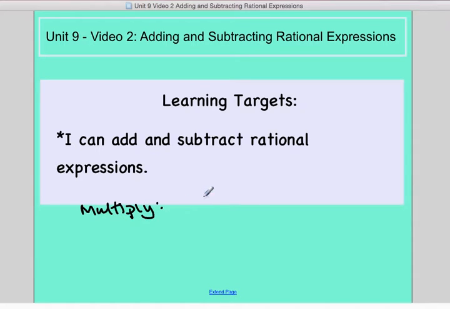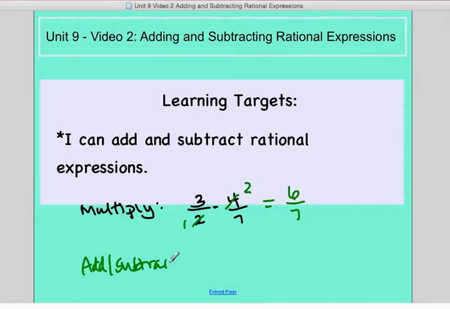if you have two fractions, like let's say 3 over 2 times 4 over 7, you multiply across. In this case, can I cancel anything? Well, they're both divisible by 2. So then I would have 3 times 2, which is 6 over 7. If I had the same type of problem and I was adding or subtracting, you can't just add across.